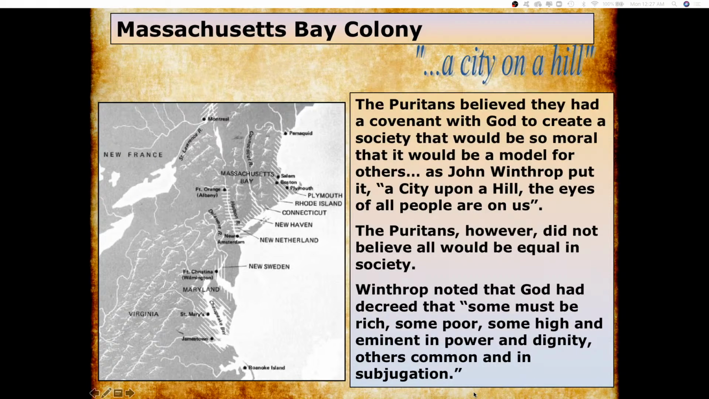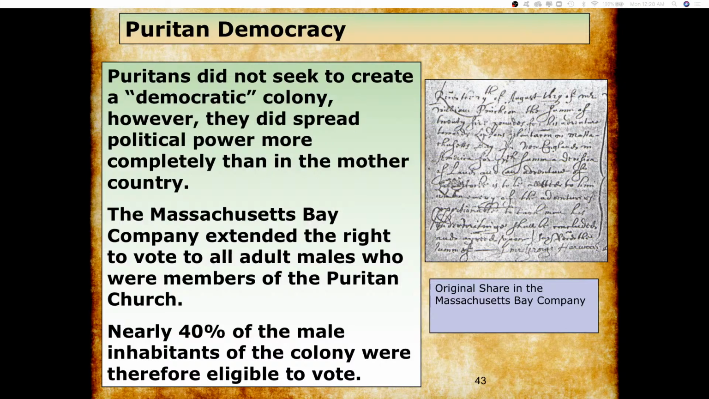Winthrop is also going to go on to say that God had decreed that some must be rich, some must be poor, some high and eminent in power and dignity, others common and in subjugation. So again, Puritans want to be perfect, but their society is far from perfect. So okay, let's go ahead and talk about Puritan democracy, another contradiction.